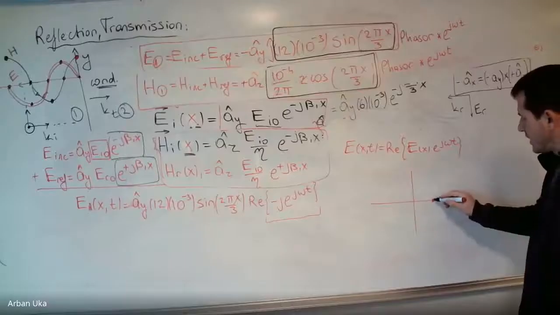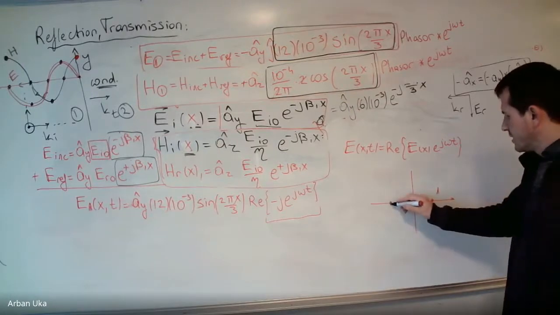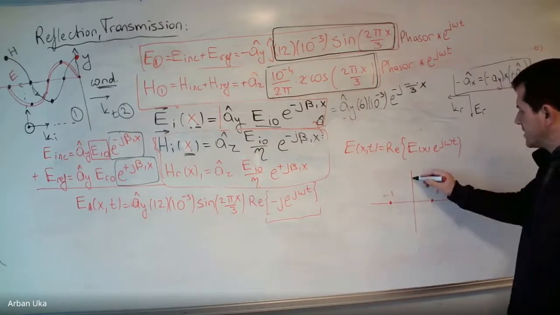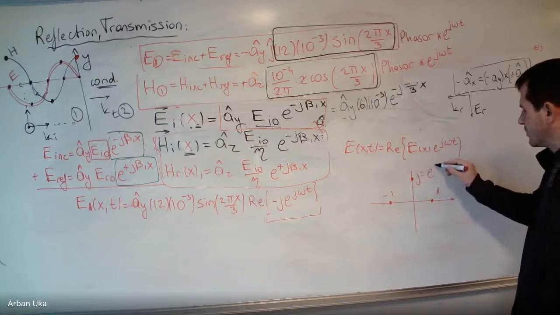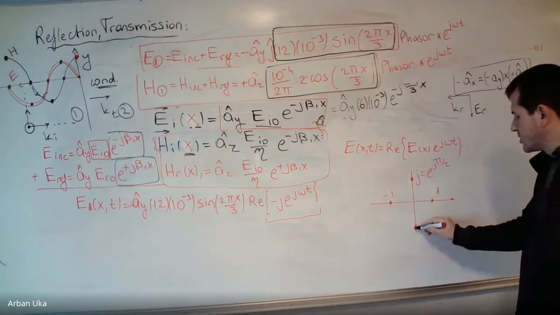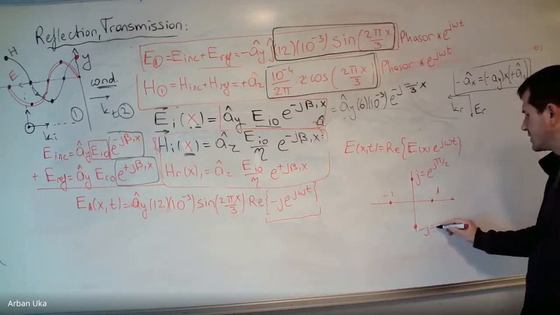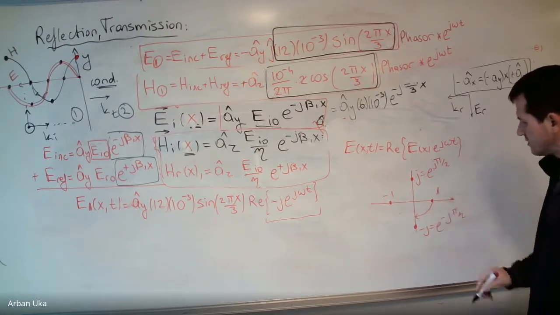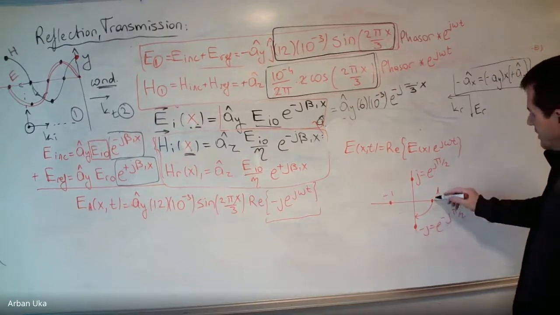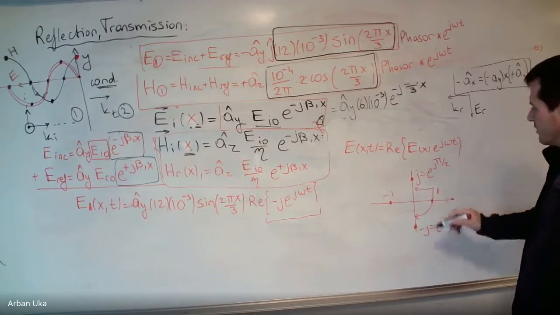So this is 1, Christina, right? This is minus 1. This is j. Let's write this j. What is j? e to the power j times pi over 2, right? What about minus j? Minus j is e to the power minus j pi over 2. So we just rotate by minus pi over 2, we get minus j. Then we go this way, plus j.